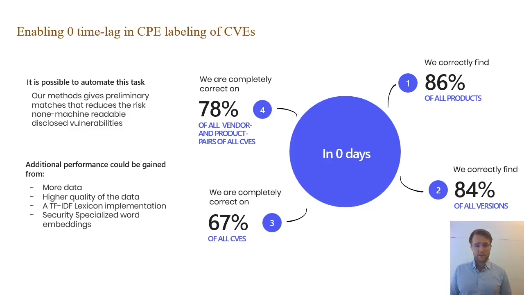We can see that we need more data in some of our labels, and we have also encountered some data quality problems, so we would like some higher quality data, maybe from additional sources such as GitHub. We would also want to try a TF-IDF Lexical implementation, which we've seen similar work been done with decent performance. And we could also benefit from having a security specialized language model for the word level embeddings.